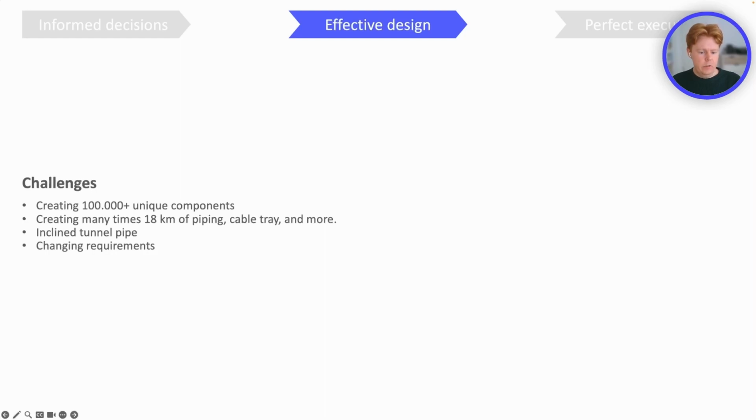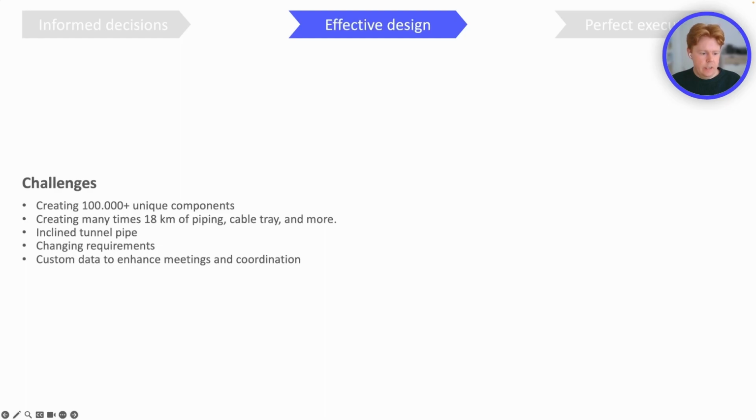And another one is that we need to handle changing requirements. So if we create 18 kilometers of piping and then the client says that no, it's not in this way that you did before, you need to change it in this other way, and now we need to replace 18 kilometers of piping. That doesn't work, right? So we need a system that can actually handle that, where we can make changes very rapidly without having to recreate the whole design, the whole model.